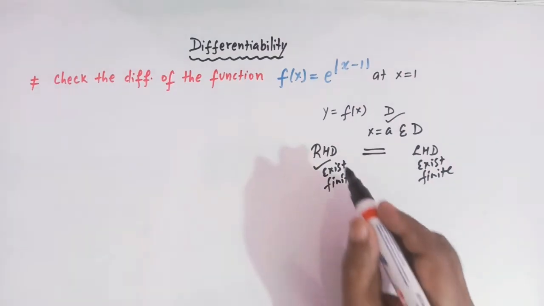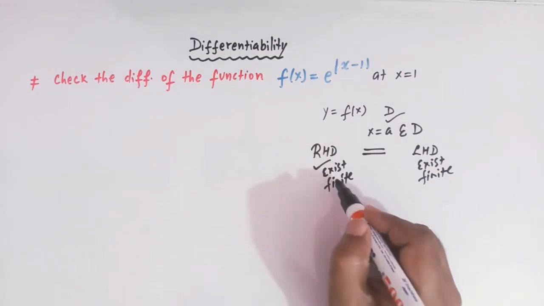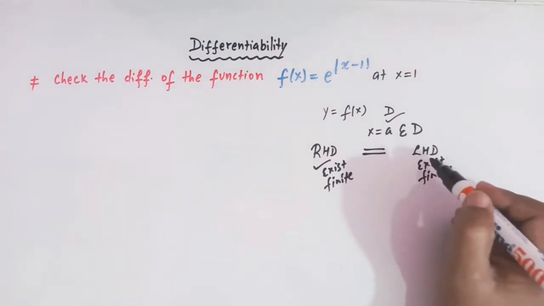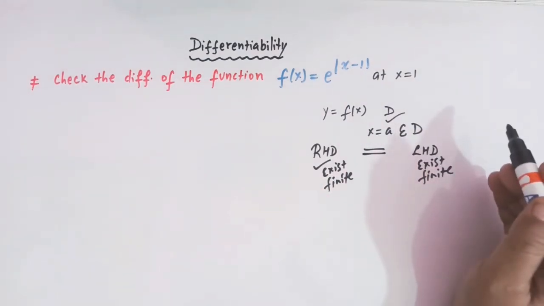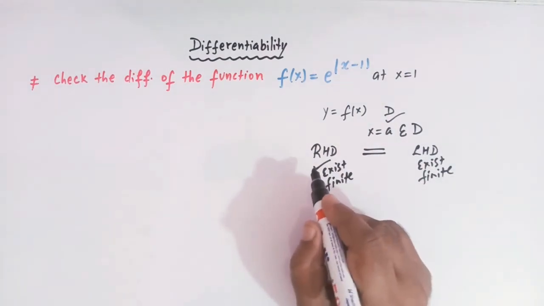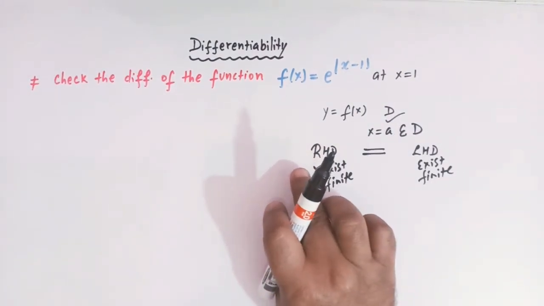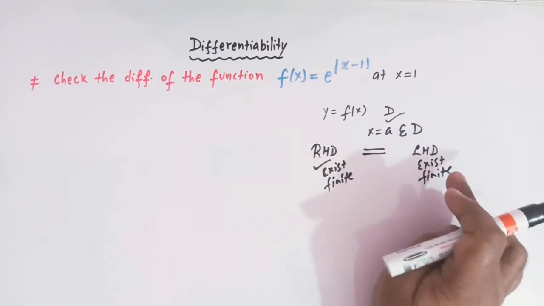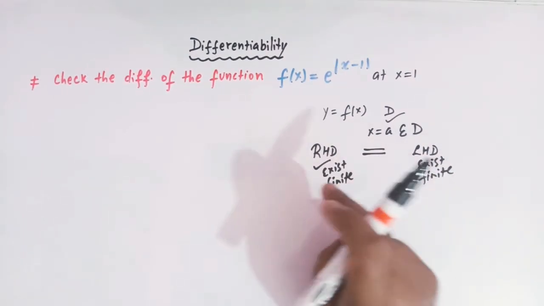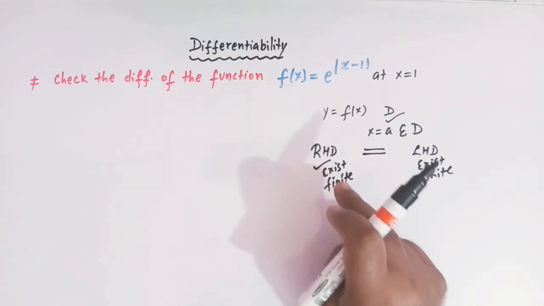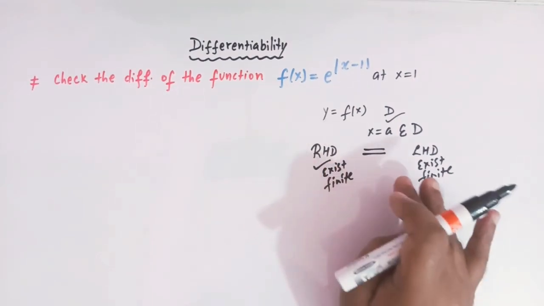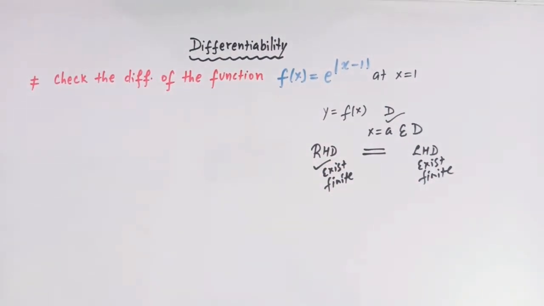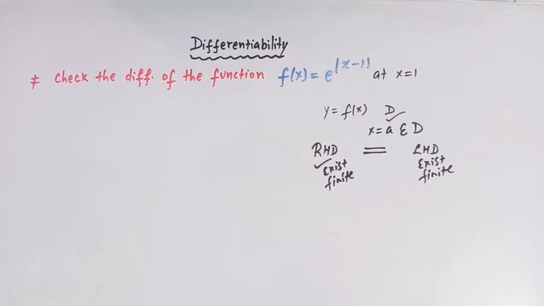Moreover, if the right hand derivative exists and it is finite, and the left hand derivative also exists and it is finite, but both the limits, actually the right hand derivative and left hand derivative are nothing but limits, are not equal, then also we can say that the given function is not differentiable at that particular point.